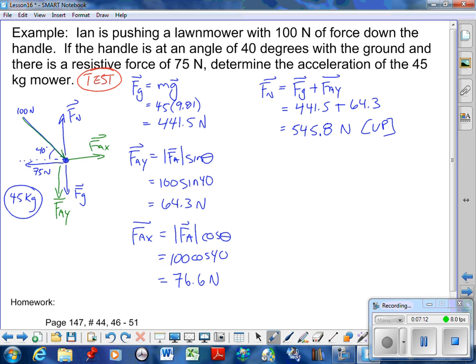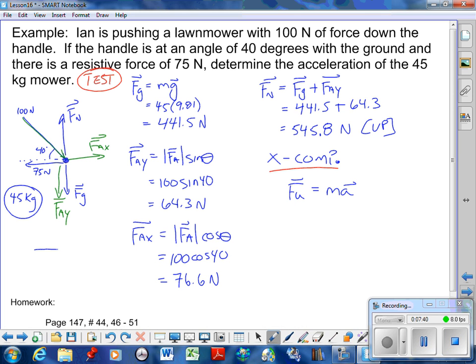Okay, so we want to find the acceleration. Now, we know the lawnmower, it doesn't matter how hard you push on the lawnmower, it's not going to go into the ground. So we are really looking for the x component here to solve this question. And that's why we didn't really need that information. I just want to show you that you do need to calculate it, and it's going to become important when we head into the next topic. So the unbalanced force is coming straight from the x component.